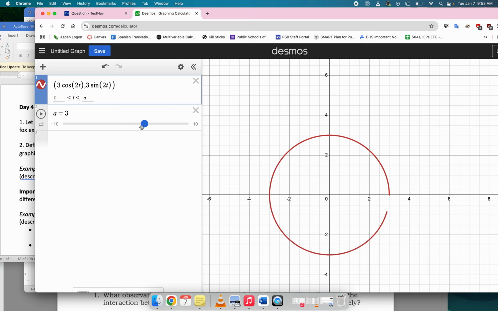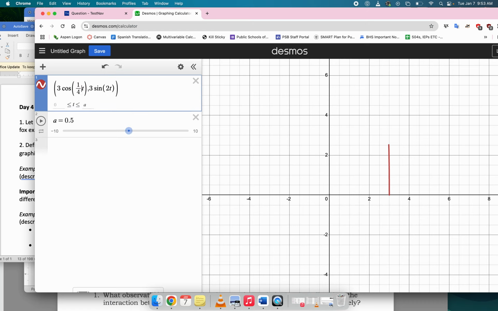In fact, the curve is complete when t is only 3.1, when t is only 1 pi. You only have to go up to t equals 1 pi to complete the circle. So it's going twice as fast. And if I did a 1/4 or something, then it would be traced out more slowly. You can see I'm cranking up the t value and it's barely moving. So the same graph can have many different parametric descriptions, is what I'm talking about.